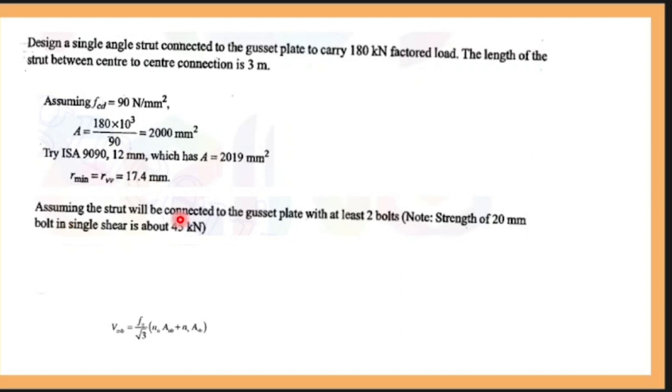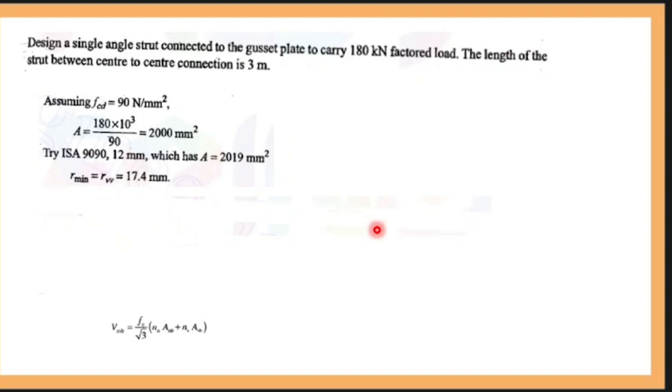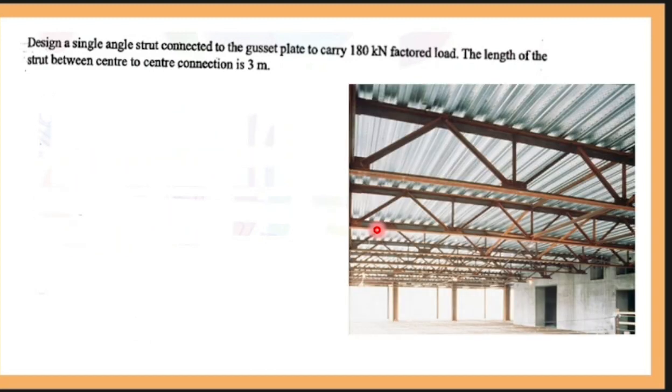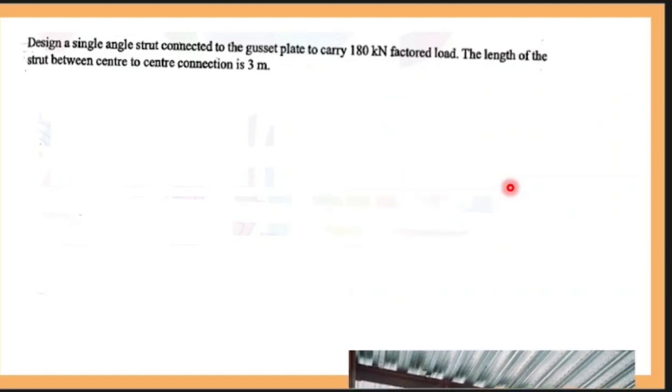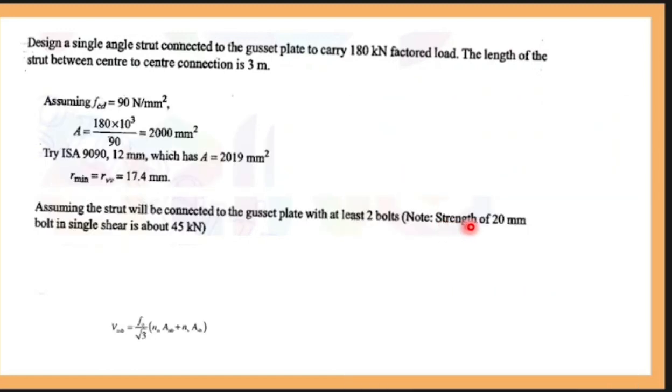Assuming the strut will be connected to the gusset plate with at least 2 bolts, here you are assuming that in this gusset plate a minimum of 2 bolts are there, and assuming a bolt connection, the strength of a 20 mm bolt in shear will be 45 kilonewton. Check for plate, check for bearing strength, check for shear strength. So three things you have to do.